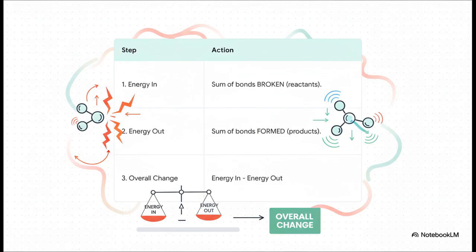The exam will give you all the numbers you need, the bond energies. So step 1, add up the energy for all the bonds you have to break in the reactants. That's your energy in. Step 2, add up the energy you get back when you form all the new bonds in the products. That's your energy out. And the overall change, it's simply energy in minus energy out.